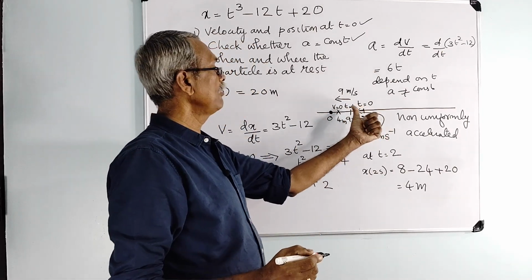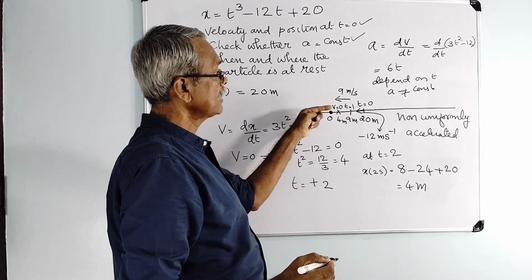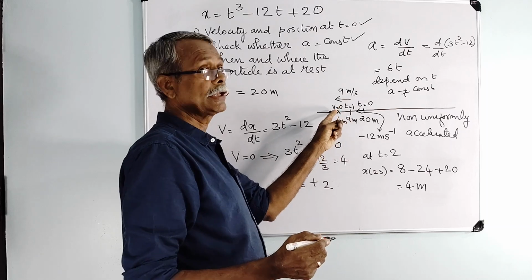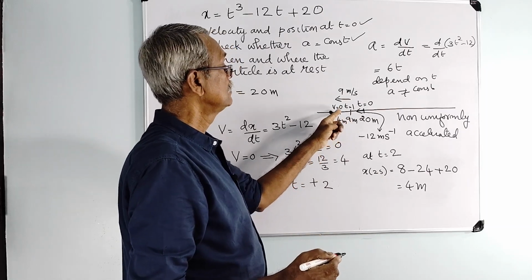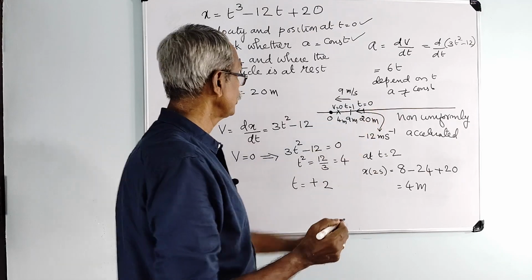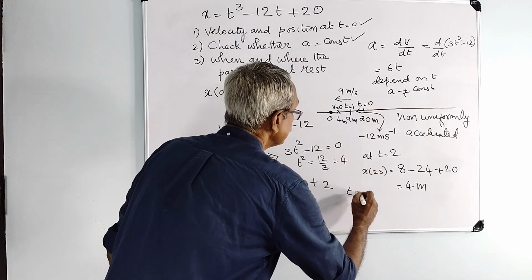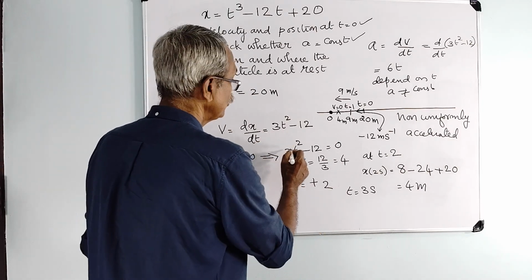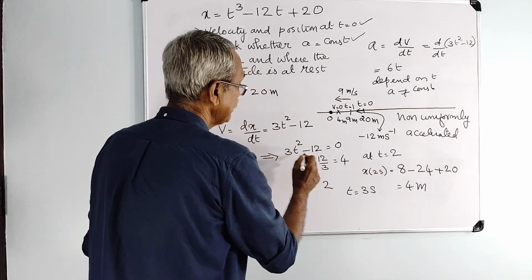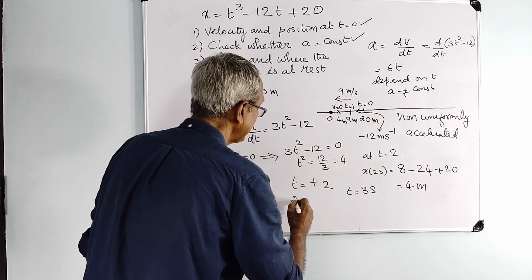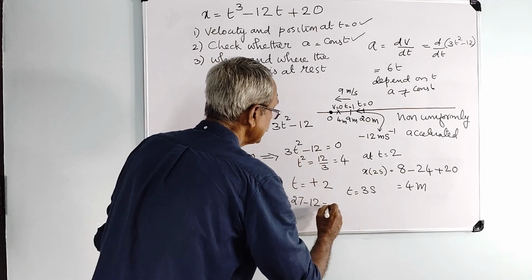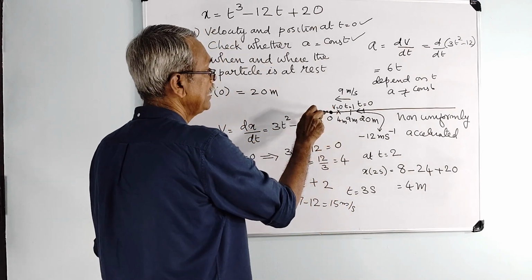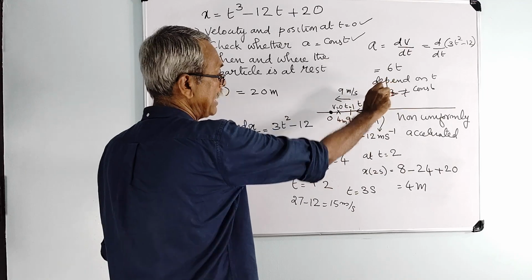So when the particle is moving in this direction, there is an acceleration in that direction. Therefore, the speed decreases and reaches 0 at this point. After that, for example, t is equal to 3 seconds, the particle velocity will be equal to 3 multiplied by 9, that is 27, minus 12, that is equal to 15 meter per second. That is, the particle moves in the positive direction.